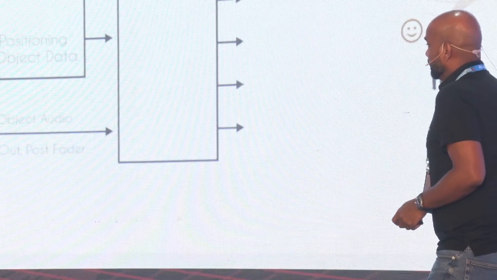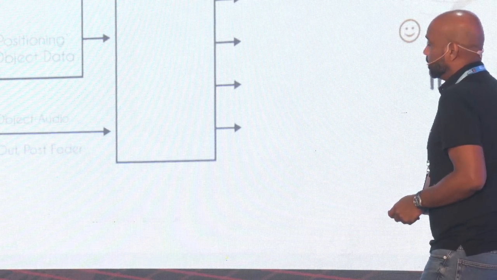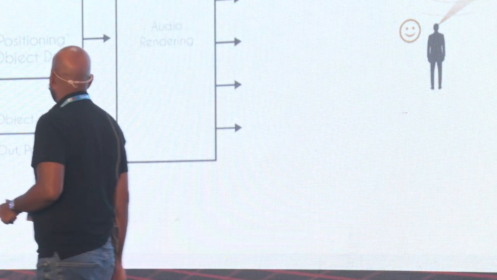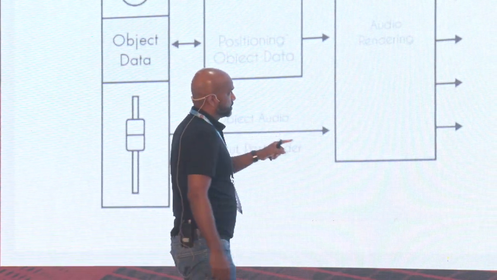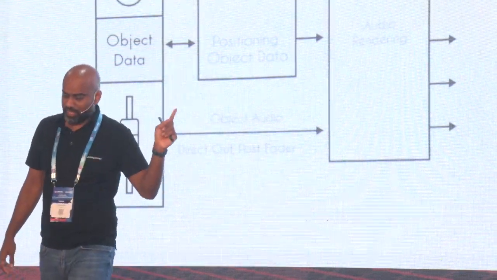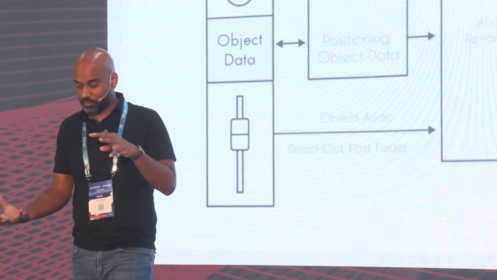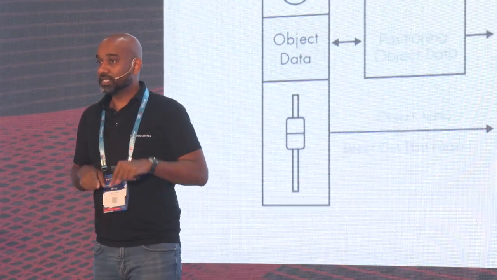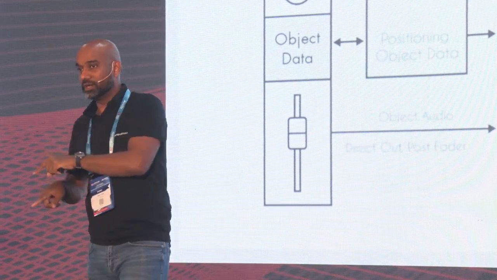So that's what we call object-based mixing. And this is where the controller is going to come in. We're going to look at the controller on the next slide. So all the audio rendering happens there. The combination of object location and speaker layout is going to be combined, and it's going to send it out to the appropriate loudspeakers, wherever they are.